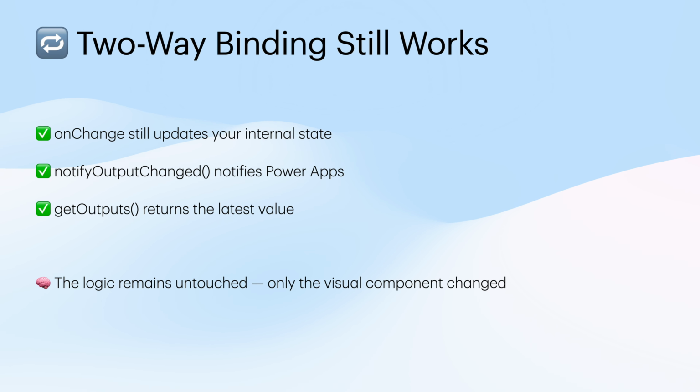Now here's the magic part. Even though we have replaced the visual component, the two-way binding logic still works exactly the same. The onChange event still updates our internal value. The notifyOutputChanged function tells Power Apps something changed. The getOutputs function pulls the latest value and returns it. This means you get all the benefits of a modern UI without sacrificing functionality. So yes, logic untouched and visuals upgraded.